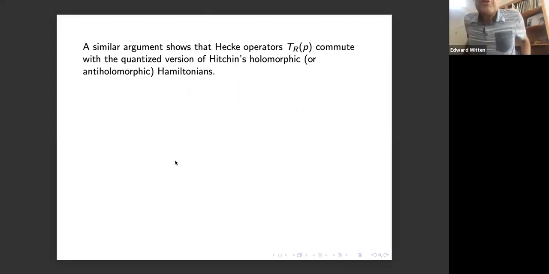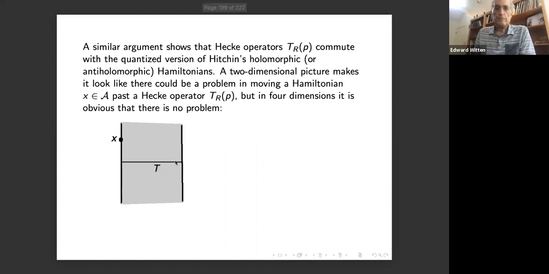A similar argument shows that the Hecke operators, TR of P, commute with the quantized version of Hitchin's holomorphic Hamiltonians, so they will be diagonalized in the same basis corresponding to real opers. A two-dimensional picture makes it look like there could be a problem in moving a Hitchin Hamiltonian X past a Hecke operator T sub R, but in 4 dimensions, it's again obvious there's no problem.